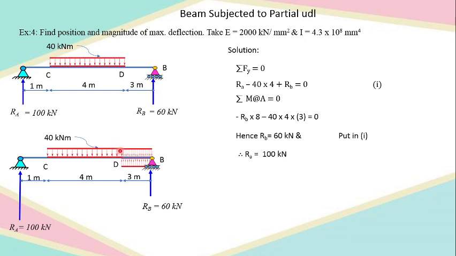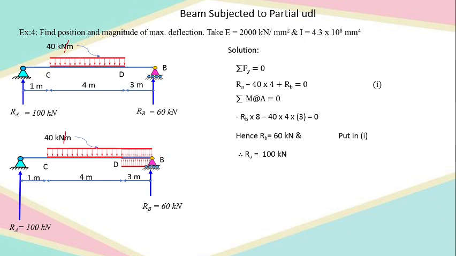So what I did is, I added additional UDL acting in the downward direction, and I have to subtract the same UDL acting in the upward direction. So this is what is the new thing we have to do when we are having a beam which is imposed by the partial UDL. In between the UDL is placed. Is it okay? Now this is kilonewton per meter.